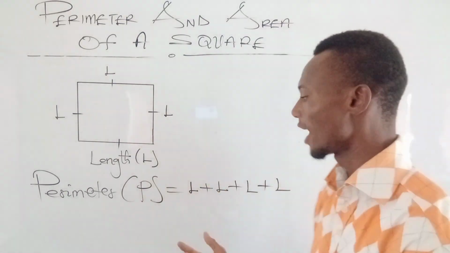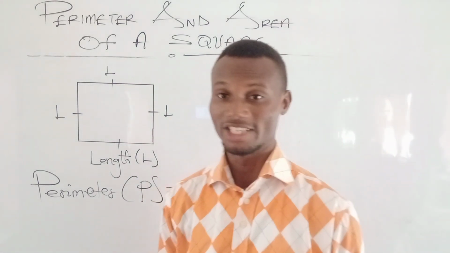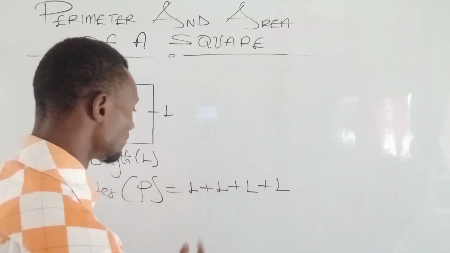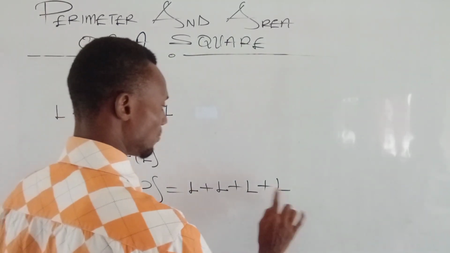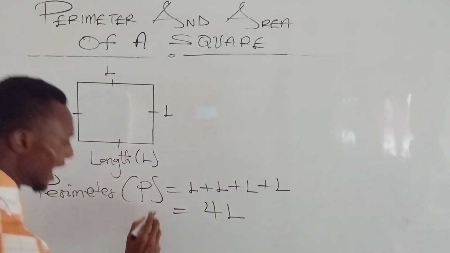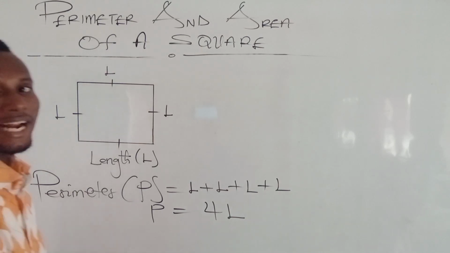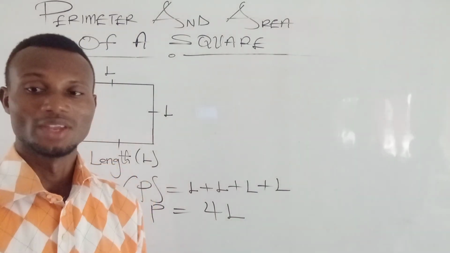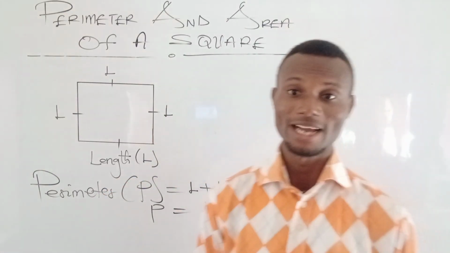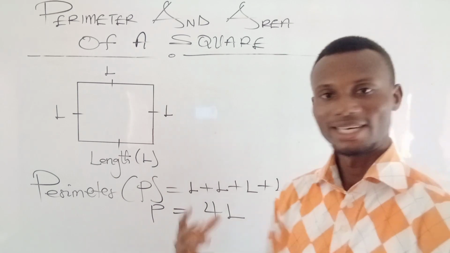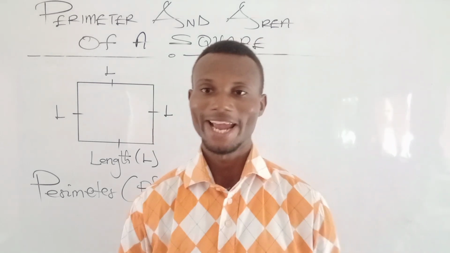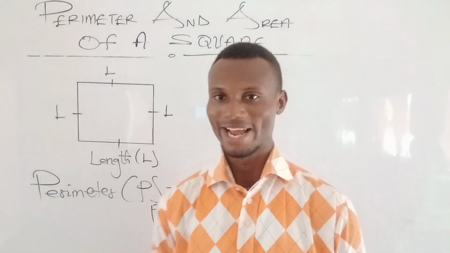And that gives us the perimeter. Now we are going to apply the knowledge of algebraic expression here, because these are like terms that we can simplify. So having L plus L plus L plus another L, it's going to give me 4L. So our P equals 4L, and that is the formula for finding the perimeter of a square. The formula for finding the perimeter of a square is simply 4 times the length of the square. So we have our P equals 4L. Please hope you understood the explanation.